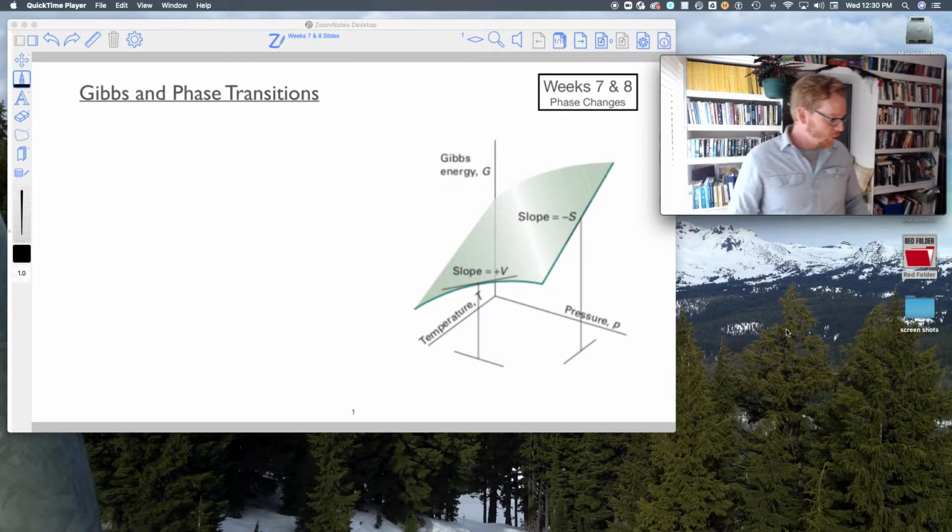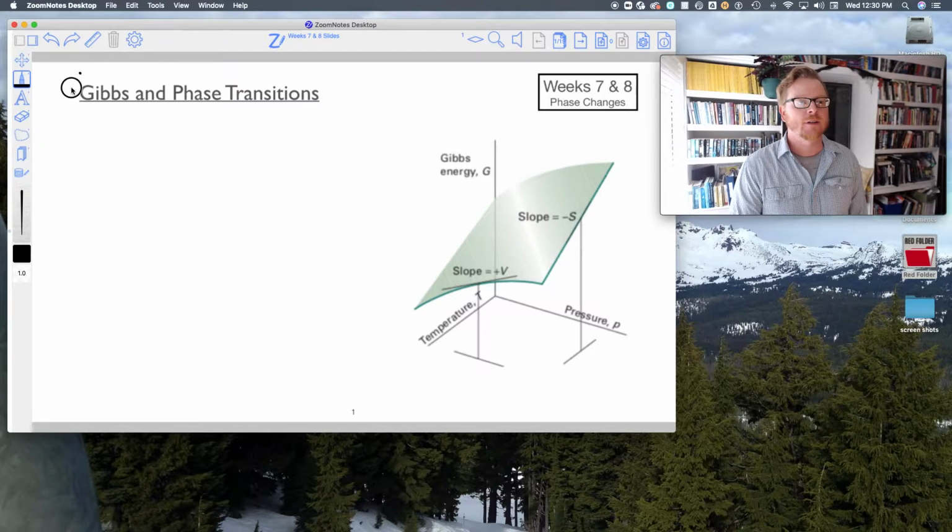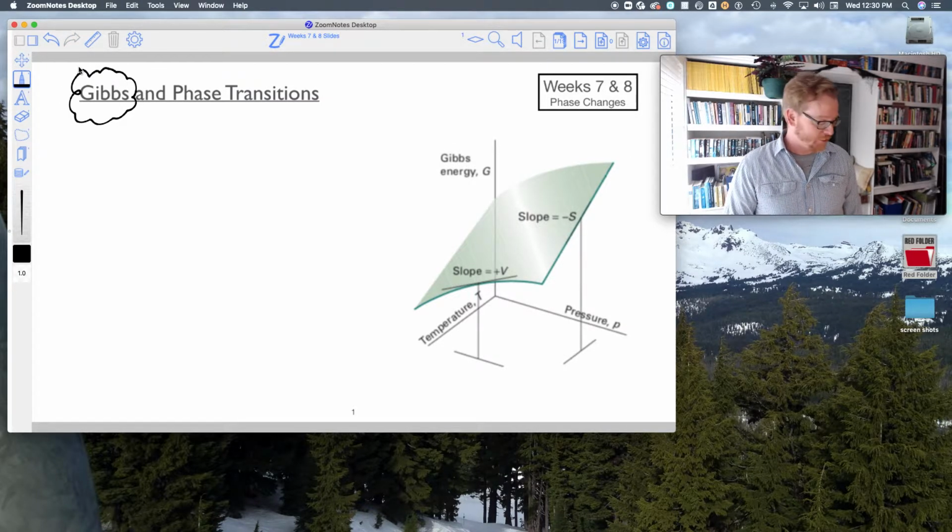pressure. Okay, so we start by recognizing that Gibbs is our important potential with respect to phase equilibria. And that's because Gibbs is a function of temperature and pressure.